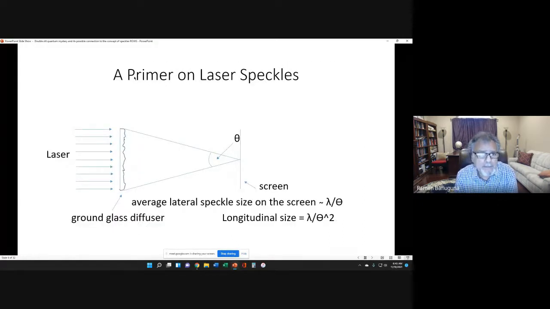Now, let me give a brief primer on speckles, laser speckles. If you have a laser beam hitting a ground glass diffuser, then on the observation screen we have the angle theta, which is the angle subtended by the illuminated spot on the diffuser onto the screen. The average lateral speckle size, as I mentioned earlier, is given by lambda over theta. And the longitudinal size, that means in the direction of propagation, is given by lambda over theta squared.